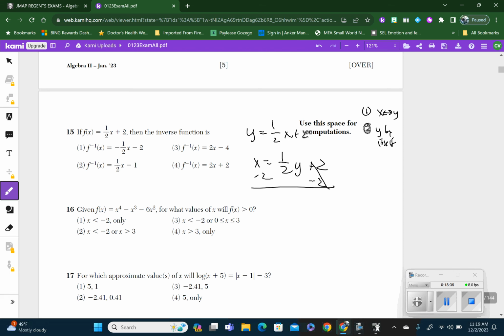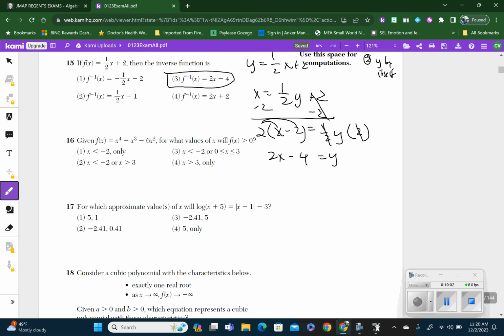So x minus 2 is equal to 1/2 y. To get rid of the 1/2, multiply both sides by 2. Right? So this cancels out. So I get y is equal to, distributive here, 2x minus 4. And that is choice number 3. Okay, simple. Come on, we could do that. If that confused you, like I said, we didn't do that yet, but nothing crazy.